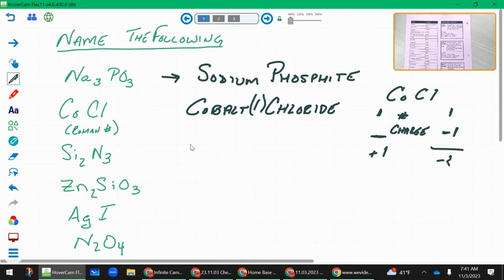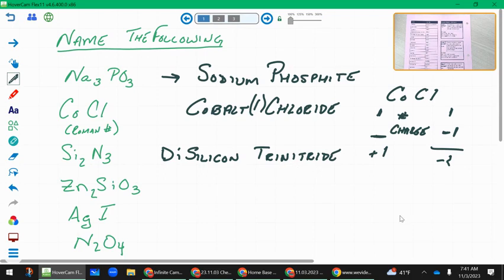Si is silicon. Silicon is a nonmetal. That means this is a covalent compound, ladies and gentlemen. This means we are in our naming system that we talked about yesterday. So silicon, 2 of them, we put di in front. 3 nitrogens, trinitride. So the name for this compound is disilicon trinitride.